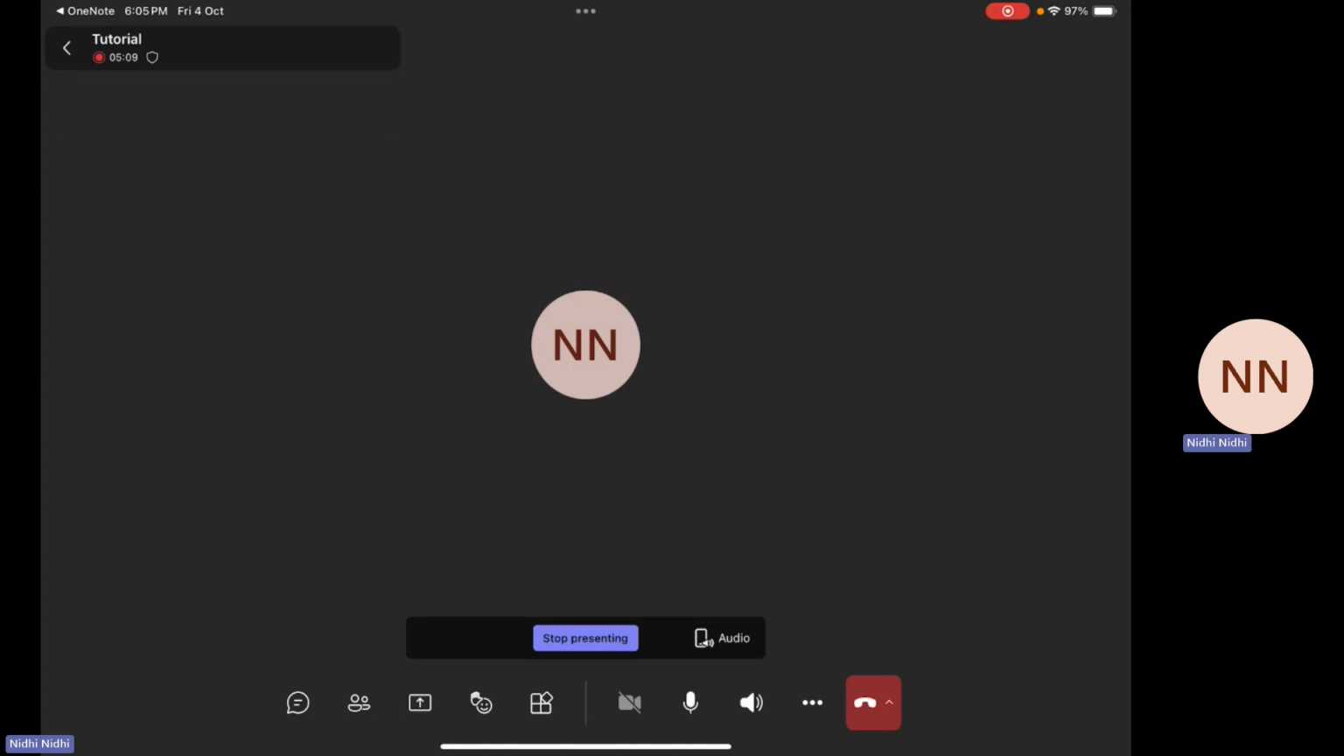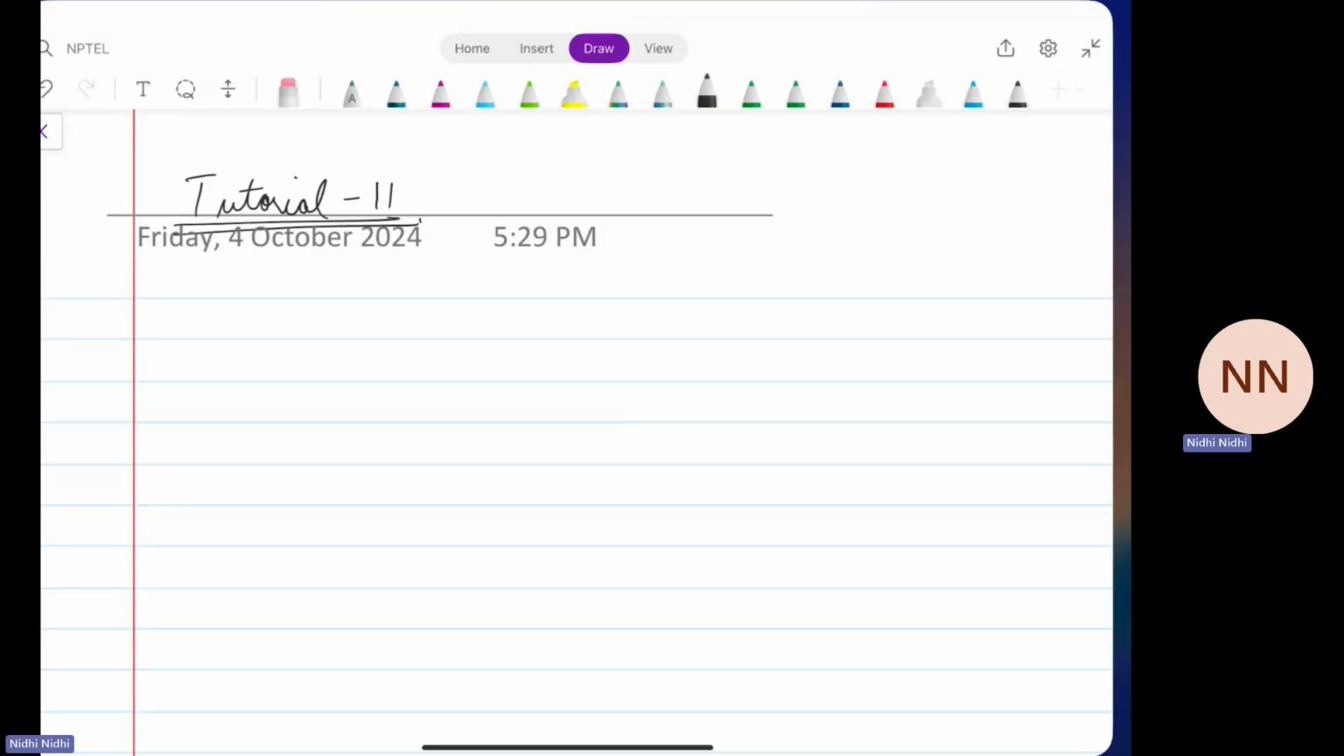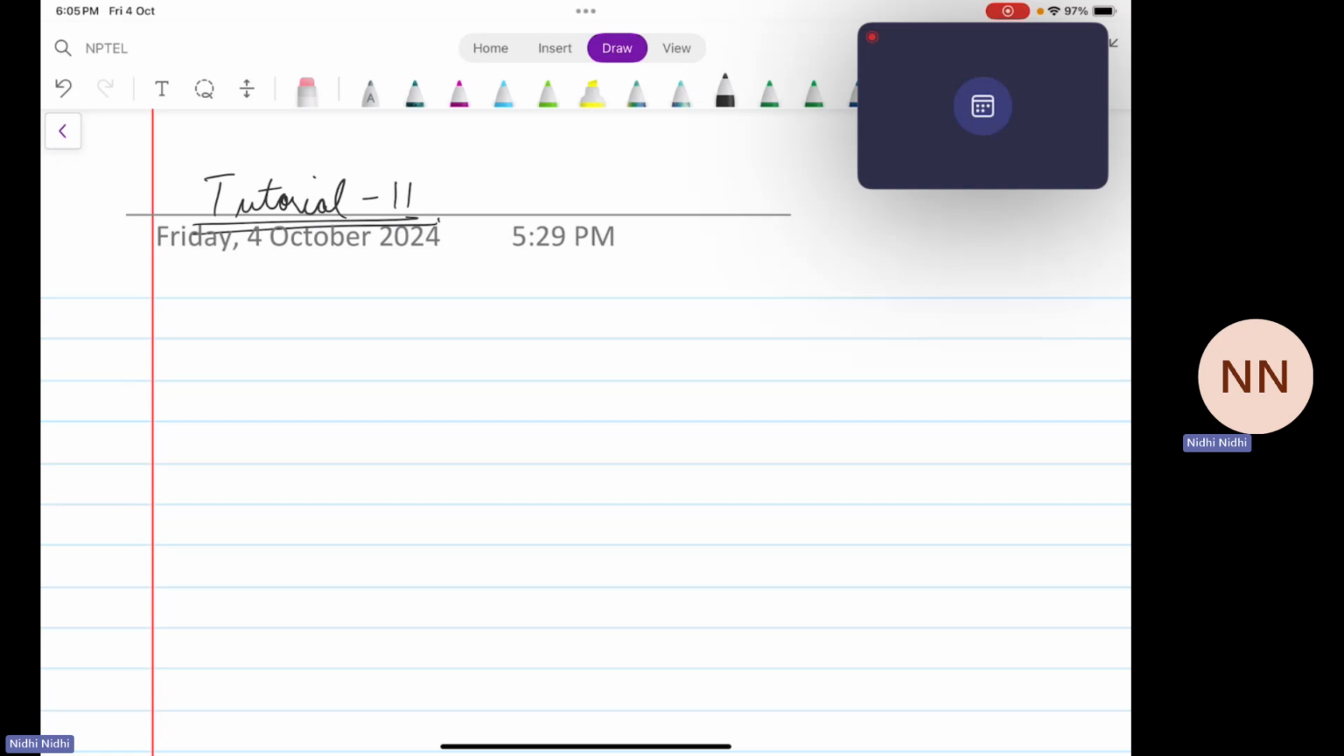So today we'll be solving some heat equations. Mainly we'll be using the method of separation of variables. Let's see how the solution of a heat equation looks like. So let's start with the first question.